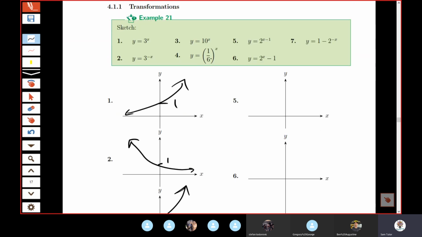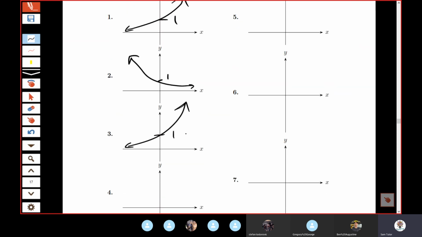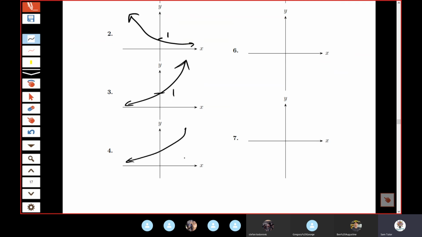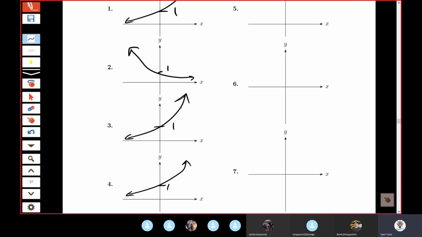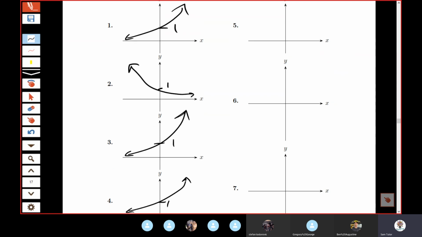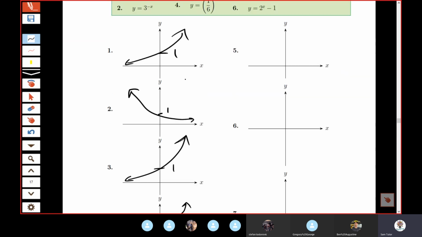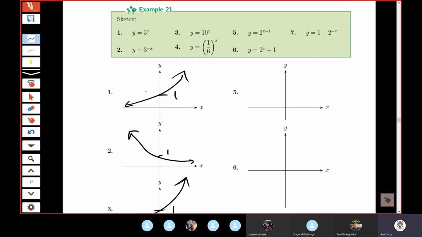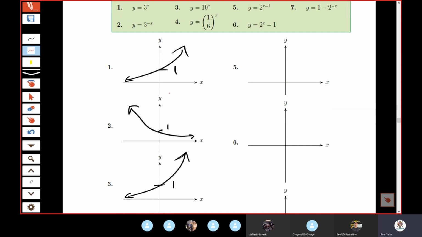4. 1 on 6 to the x. As you can see, you're still going to draw it at 1, right? So the question that comes up is, how do you know the difference between this, this, and this? They all look the same. So what you are going to do for your examiners is just plug in a point or two to tell them that you've actually drawn the right one, and you haven't drawn 10 to the x here and then 3 to the x down here.